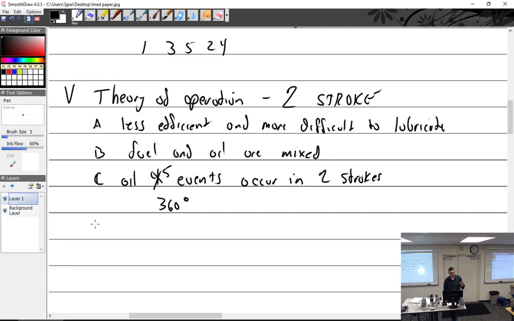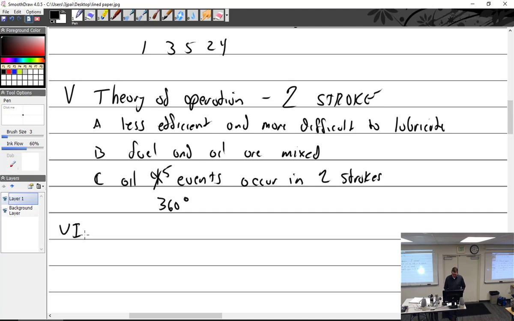It uses that reed valve or a rotary valve. I didn't really get into rotary valves. There are engines that use rotary valves. They're actually pretty cool. They slowly rotate and open up ports. Let me see. 2 strokes. Yeah, we don't need to write all that. Yeah, we're good there. So we'll leave it at that. Everybody good with that? Yes. All right.